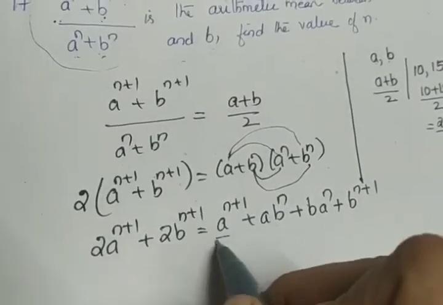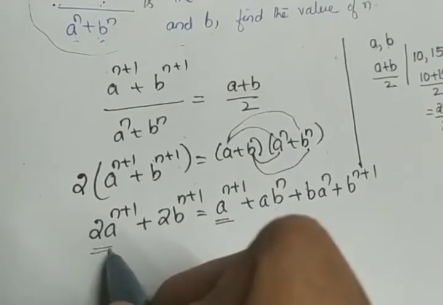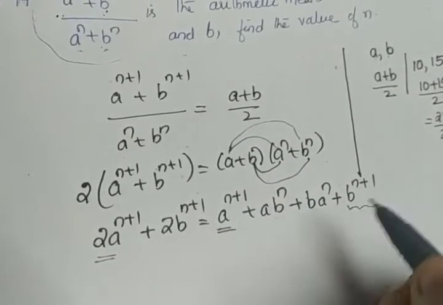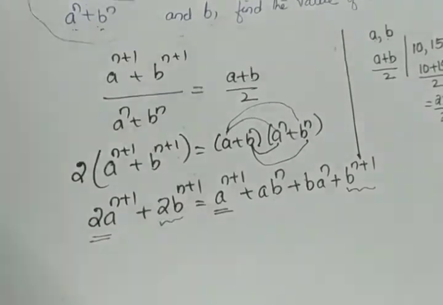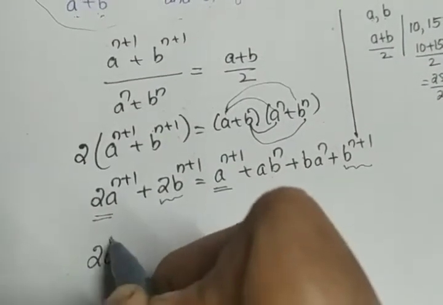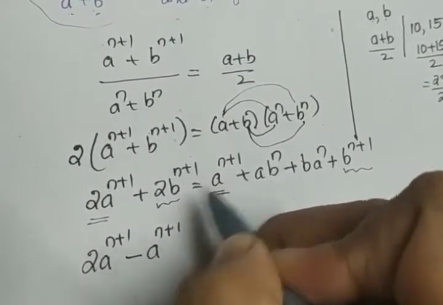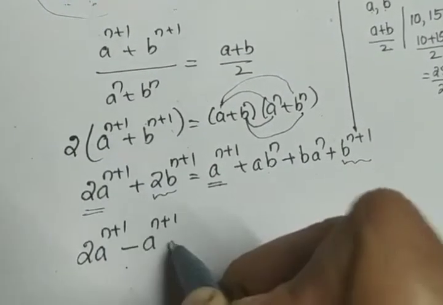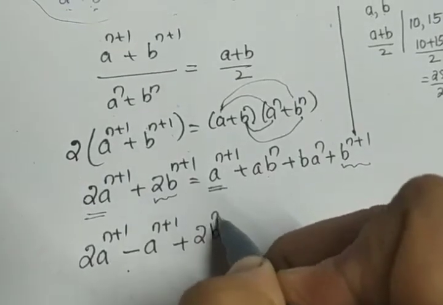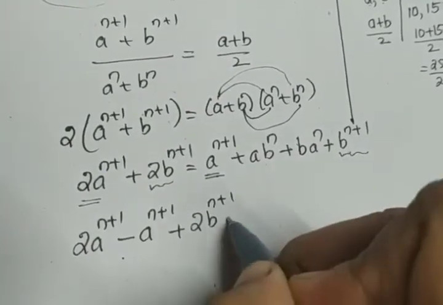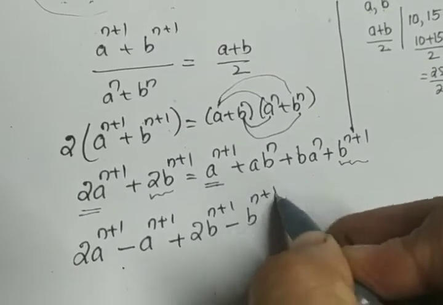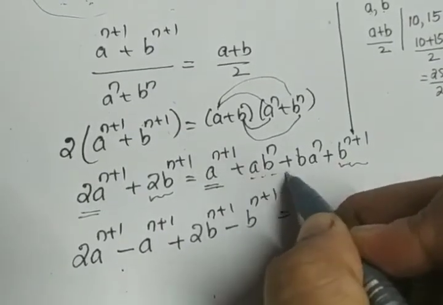Okay, take this term to the left side. Why? Because there is a like term here. Similarly, take b^(n+1) also to the left side because the like terms are there. So 2a^(n+1) minus a^(n+1). This term is positive here. When taken to the left side, it will become negative. Plus 2b^(n+1). Similarly, b^(n+1) becomes negative. Minus b^(n+1) is equal to the balance terms, these two.